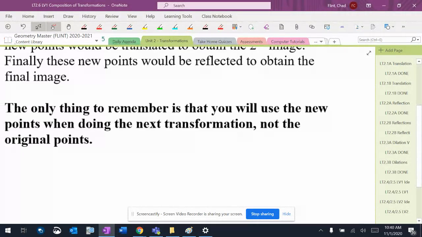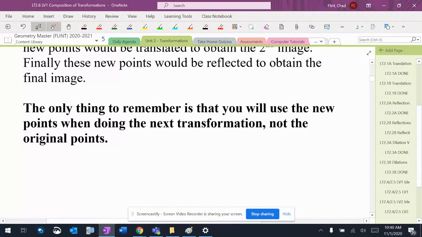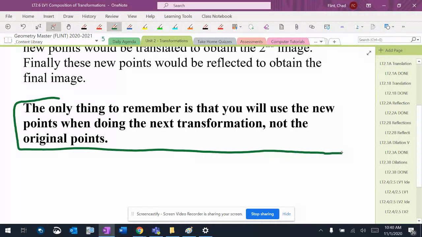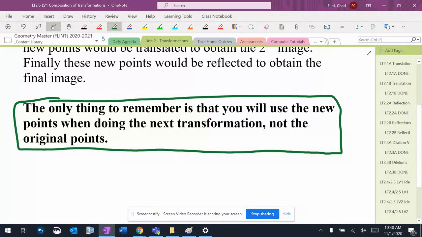The big thing that you have to remember is that when you're doing one of these, we always do the next transformation to the new points, not to the original points. So you don't take the original figure and do one of the things to it and then go back to it and do the second thing. Once you make the new figure, that becomes your basis for the next thing that you're going to have to do, and then it keeps going like that.